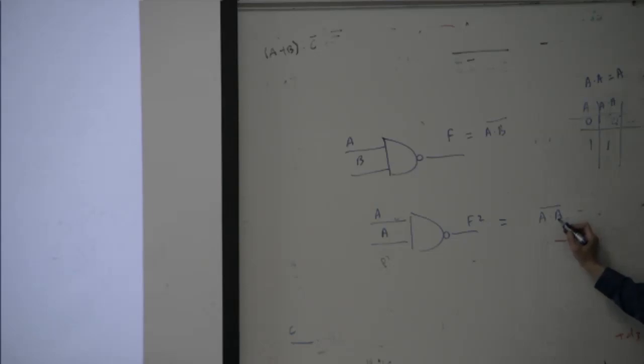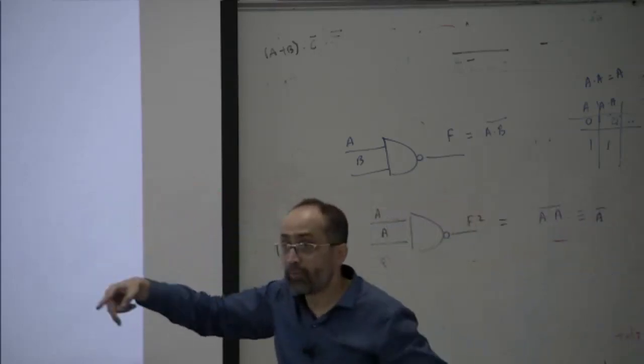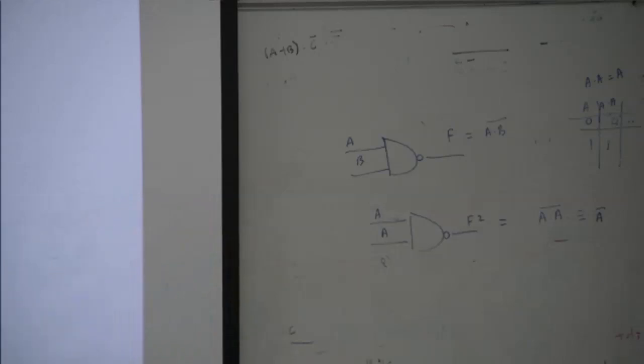So this is A dot A whole bar. A dot A is what? A bar. So we can implement an inverter using a NAND gate, by putting the two inputs the same.